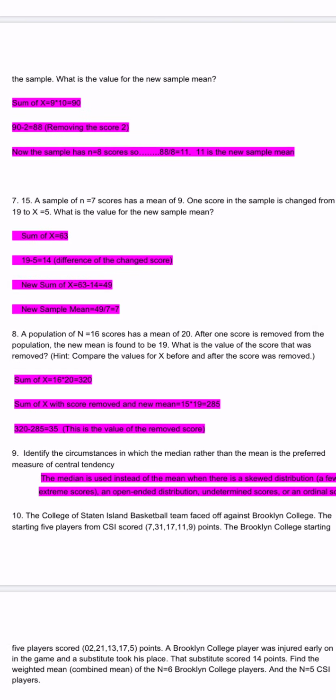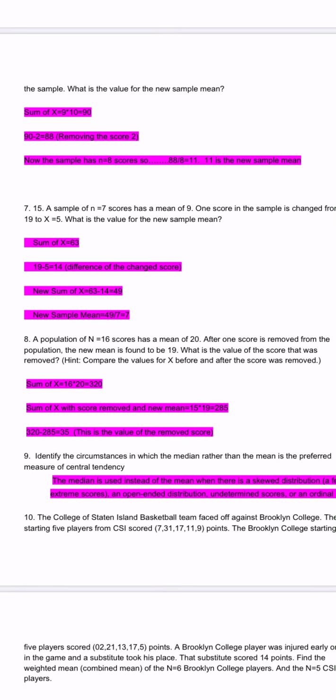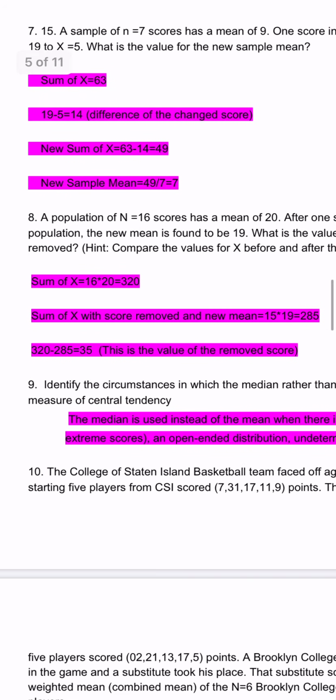Because the new mean is 19 and the score was removed, the new n is 15. So now to get the difference, we take the original sum of x, which is 320, subtracted by the new sum of x, which is 285, which equals 35. So that must mean that the score that was removed was the value of 35.